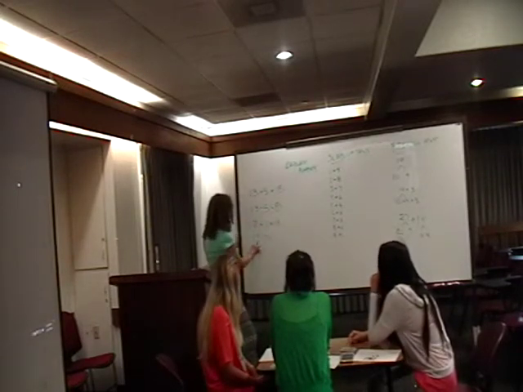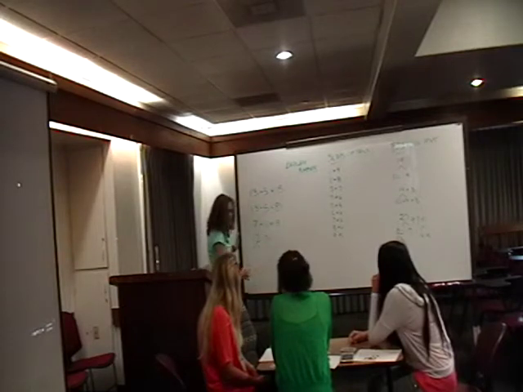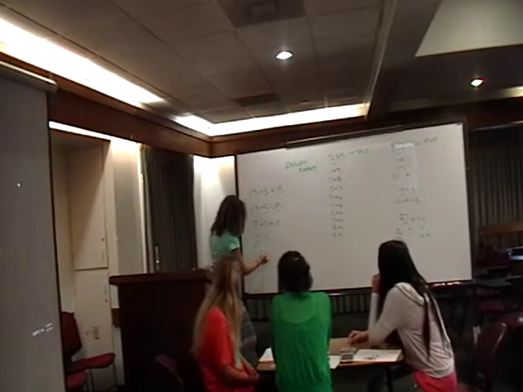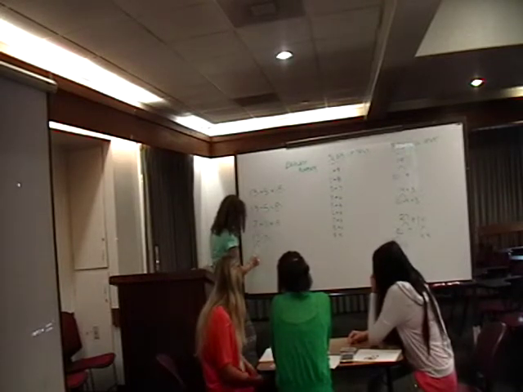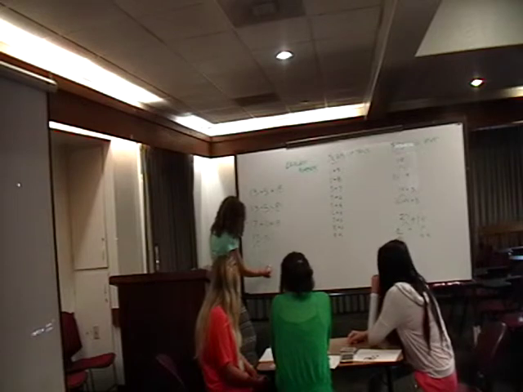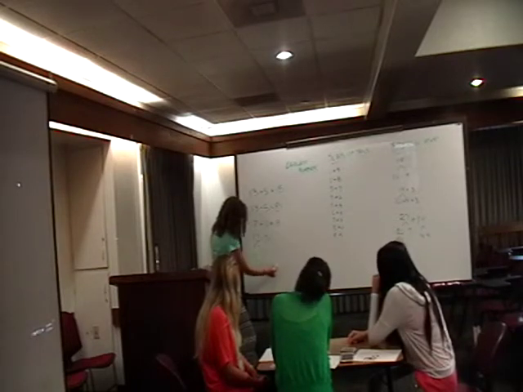Okay, how'd you get that so fast? She knew it already. She cheated. She was looking in front. You can do 10 minus 7 equals 3 plus 2. 2.